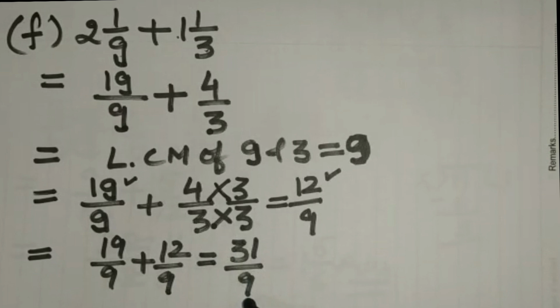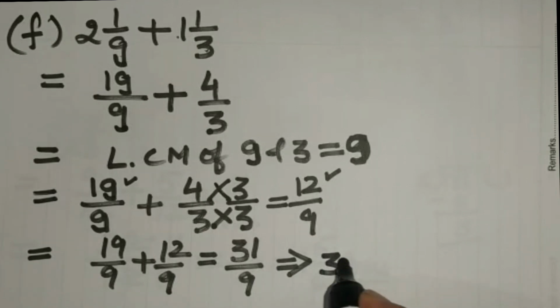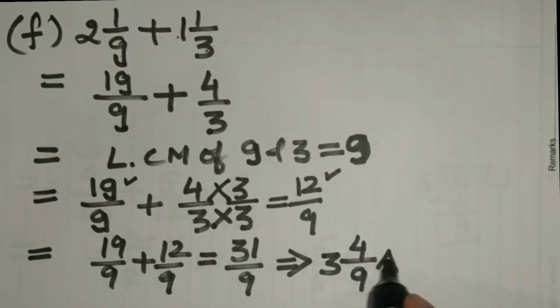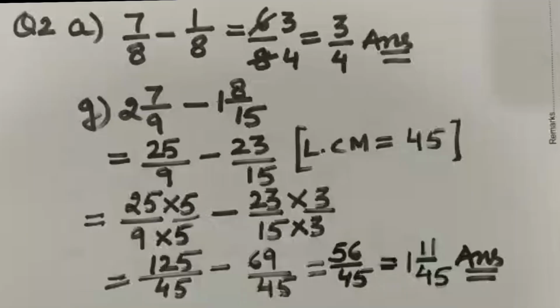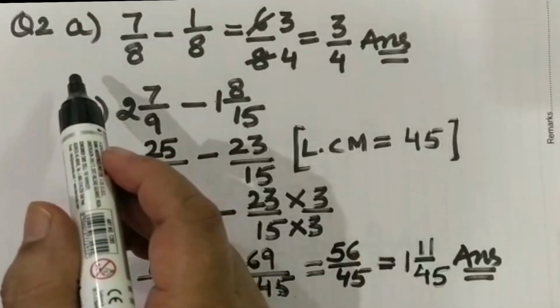See, it is greater than the denominator. So we have to convert it into a mixed fraction. So you can check in rough. 9 times 3 is 27 and the balance, it means the remainder, is 4. So we get this one. Now question number 2, part A.